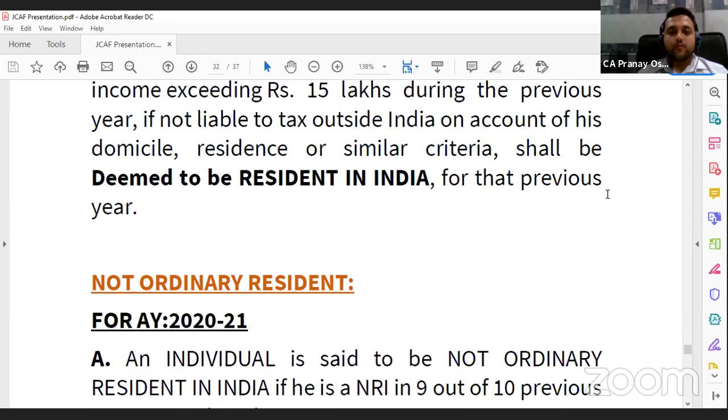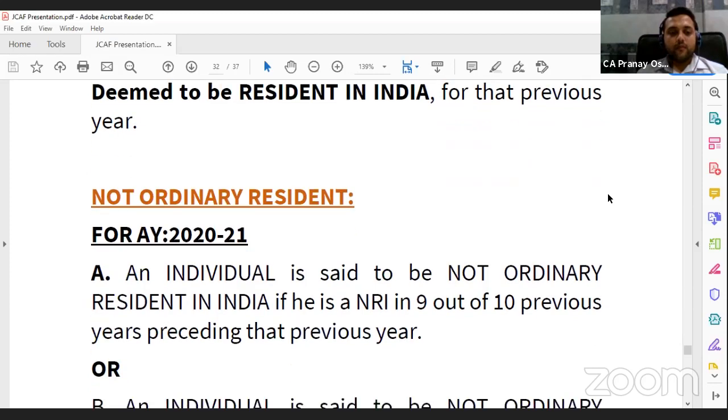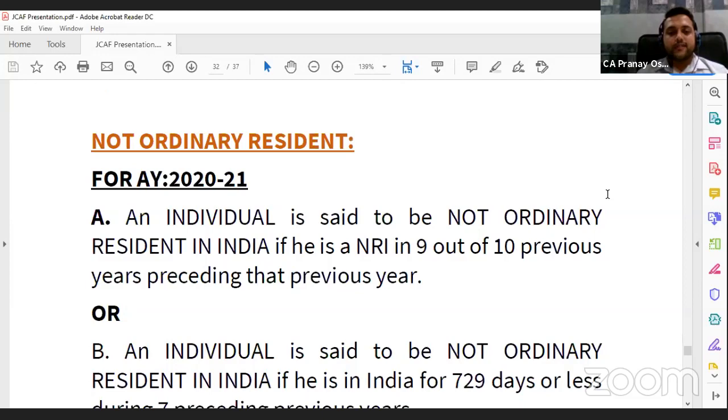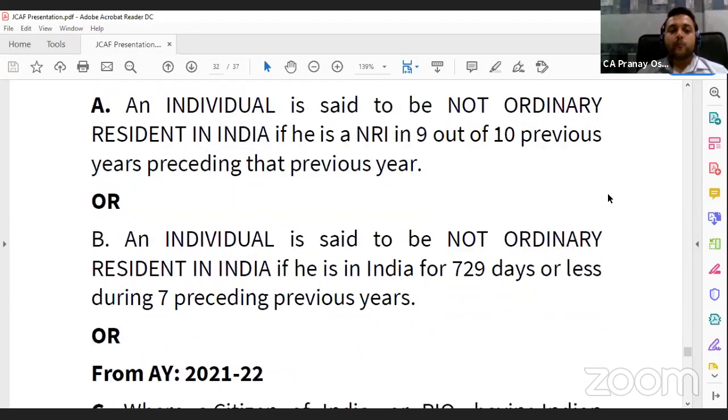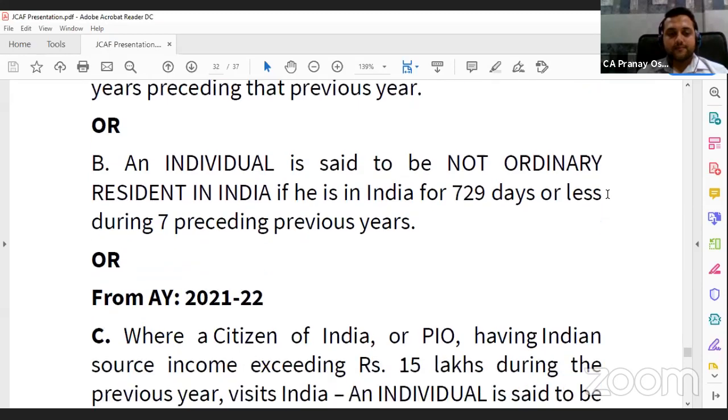Further, if he's resident, we have to check if he's a resident and ordinary or not ordinary. For an individual to be a resident but not ordinary resident, there are 4 clauses. For AY 2021, this is the existing one. An individual is said to be non-resident if he is an NRI in 9 out of 10 previous years preceding that previous year. An individual is said to be not ordinary resident in India if he is in India for 729 days or less during the 7 preceding previous years.